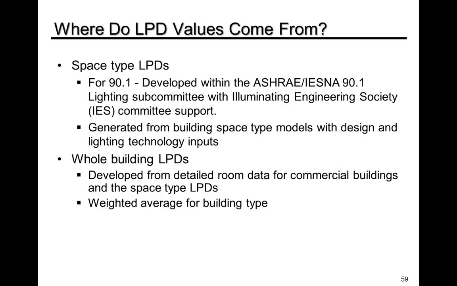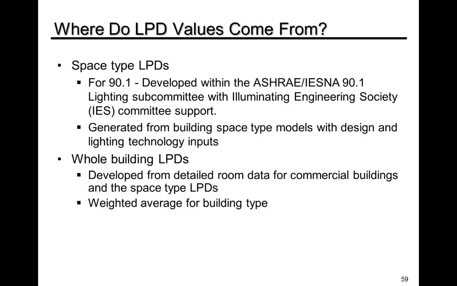And since the early 90s, these have been developed using a system of models. They aren't just a number that's ratcheted down for some random reason. There's actually a model development process for it. They are developed within the 90.1 lighting subcommittee with Illuminating Engineering Society support. They're generated from a series of space models. There are a little over 100 of those models, most of which are used directly to develop the 100 or so space types in the standard itself.